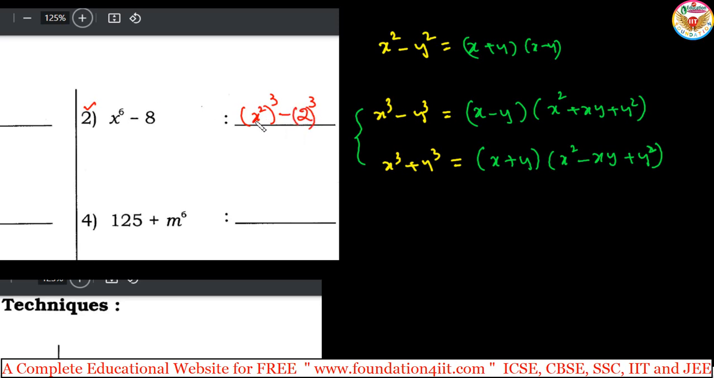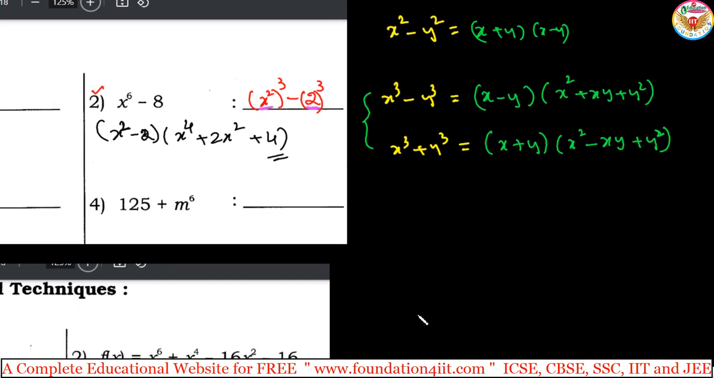So keep in mind x square is the first term, this is the second, like this is x and this is y. Then according to the formula, x minus y first, that means x square minus 2. Okay, first entire minus second one. Next, x square, the first term square: x square whole square is x power 4, plus first one into second one, 2 into x square, plus 2 square, 4. Okay, this is the simplification of this. We can generalize this formula and apply it. Okay, convert into formulas.